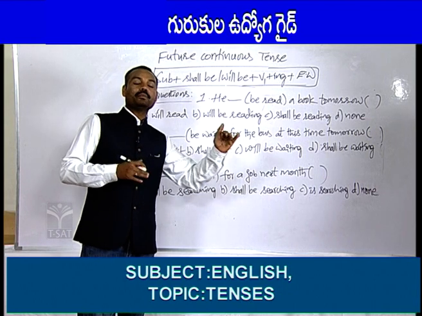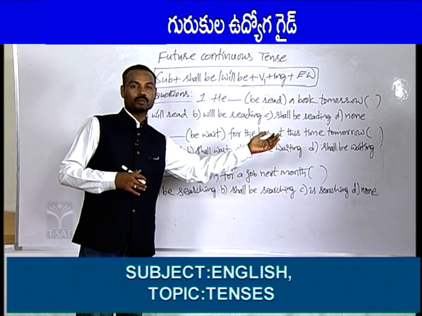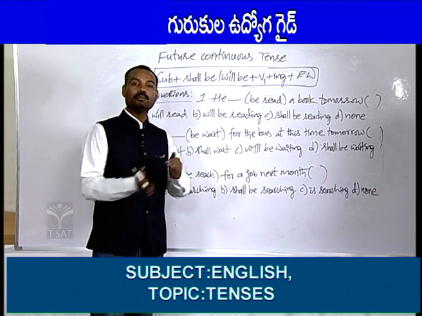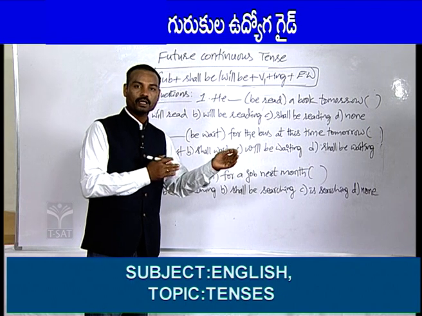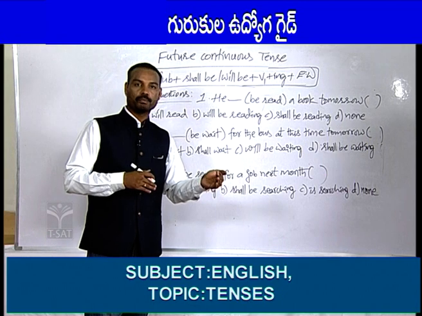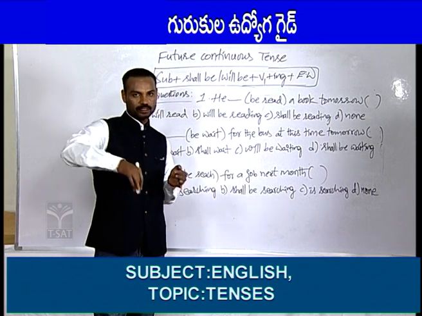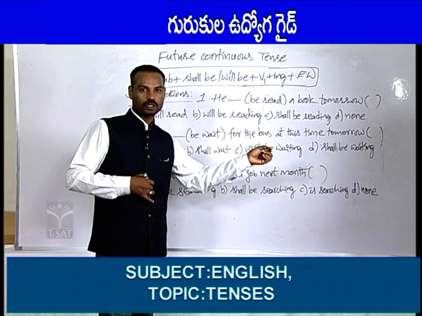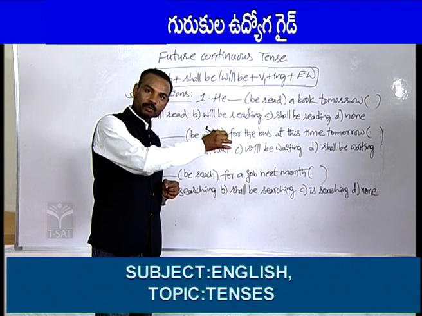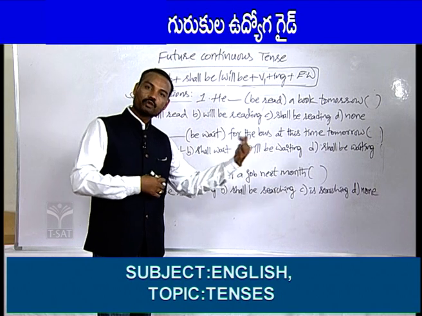Very simple. I'll be playing tennis at this time tomorrow, or I'll be playing tennis tomorrow. We will be playing tennis tomorrow. We can use shall be also. I shall be playing or I will be playing. We shall be playing or we will be playing. Both are correct. So, example is I shall be playing cricket or I will be playing cricket tomorrow. We shall be playing cricket tomorrow or we will be playing cricket tomorrow is also correct.